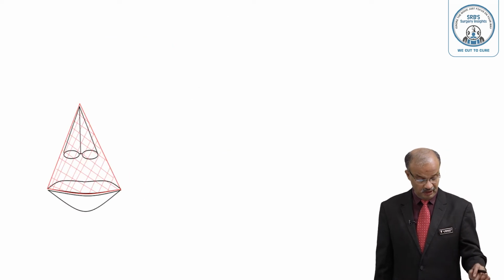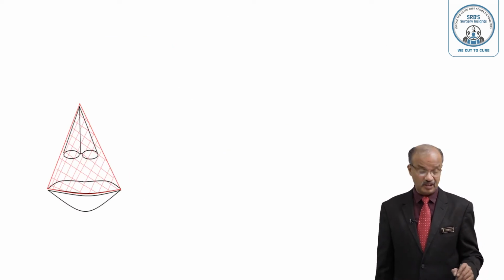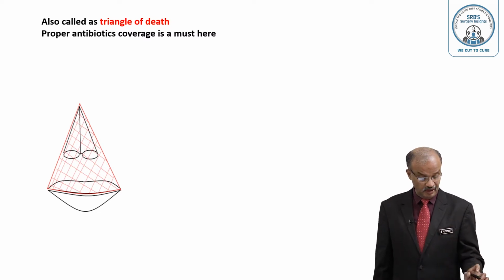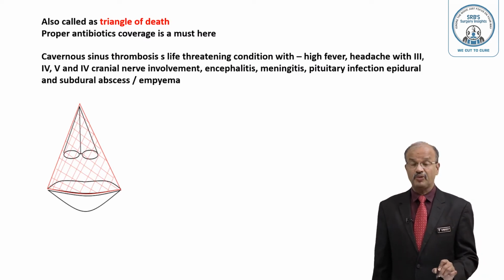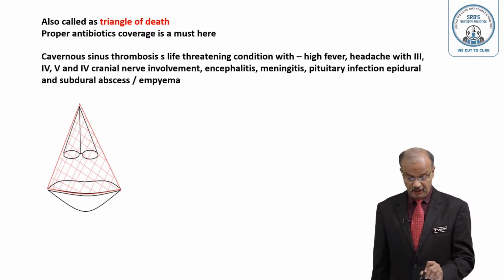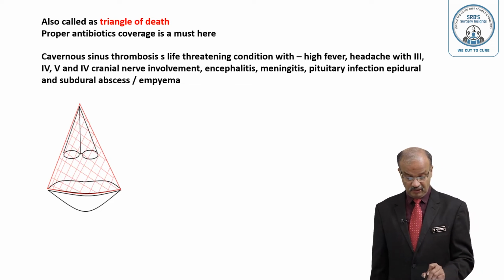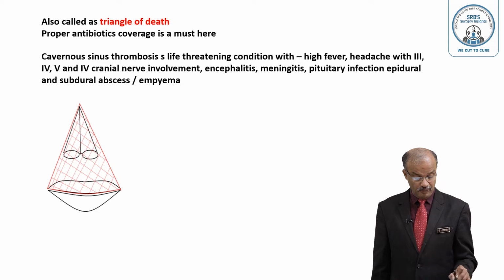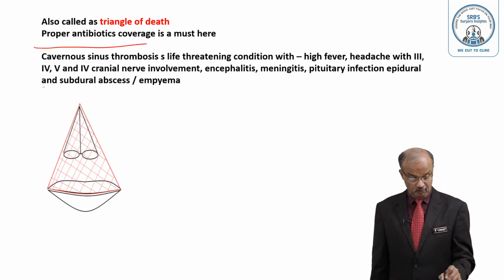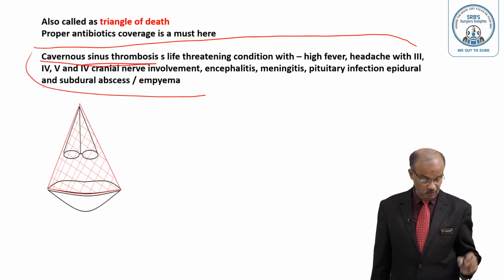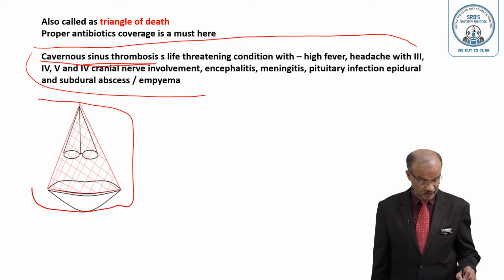That is what is exactly important. So this is the diagrammatic view of the dangerous area. See that it's also called the triangle of death. Very dangerous. Proper antibiotic is a must. Cavernous sinus thrombosis is a life-threatening condition, with often high fever, headache, and cranial nerve palsies. Encephalitis, meningitis, pituitary infection, epidural and subdural abscess, and empyema can occur. So the much more dreaded problem is cavernous sinus thrombosis. That is why we are worried about this dangerous area.